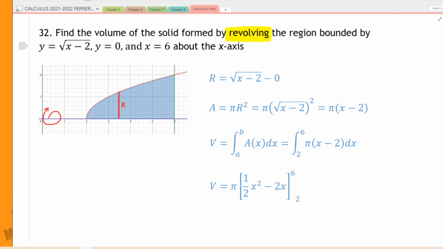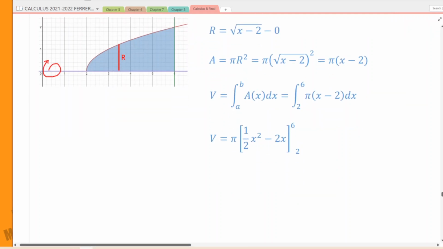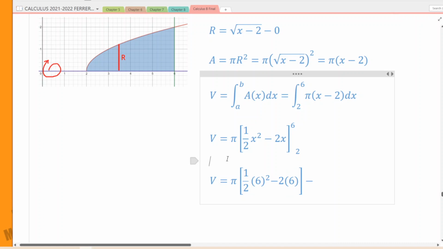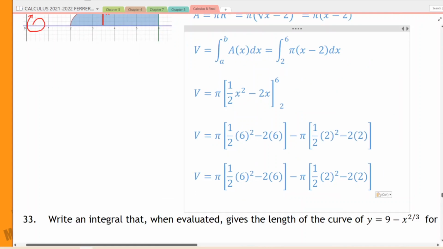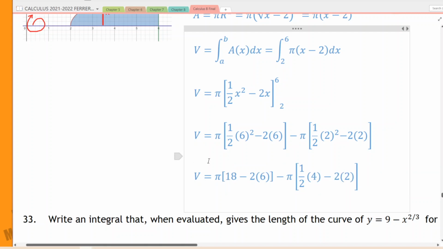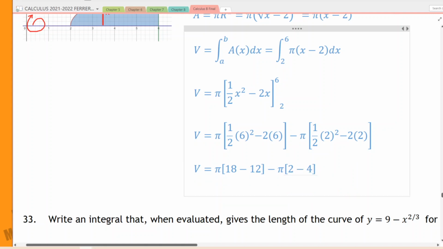Now that we have our antiderivative, we're ready to substitute. So let's take our antiderivative, substitute 6, minus the antiderivative, substitute 2. We'll do all the squares, then we'll do all the multiplying, we'll do our subtraction, and then we'll add. And that takes care of our problem.